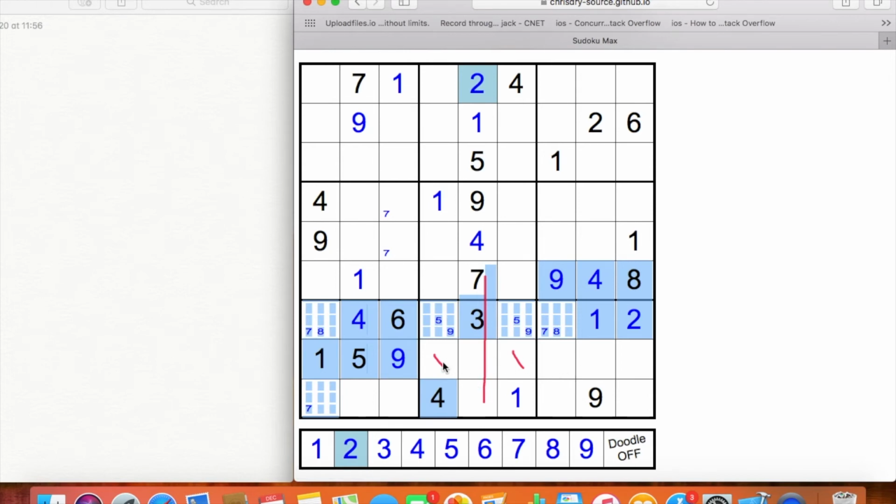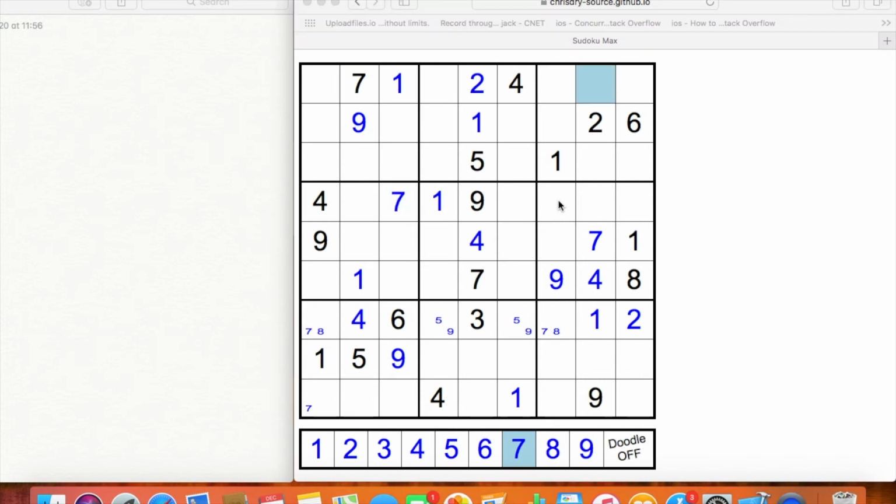As a result, if we look at the middle squares all throughout, the only one that 7 can appear in is that one. And that, of course, means that this 7 will have to disappear, and that 7 fills that square.